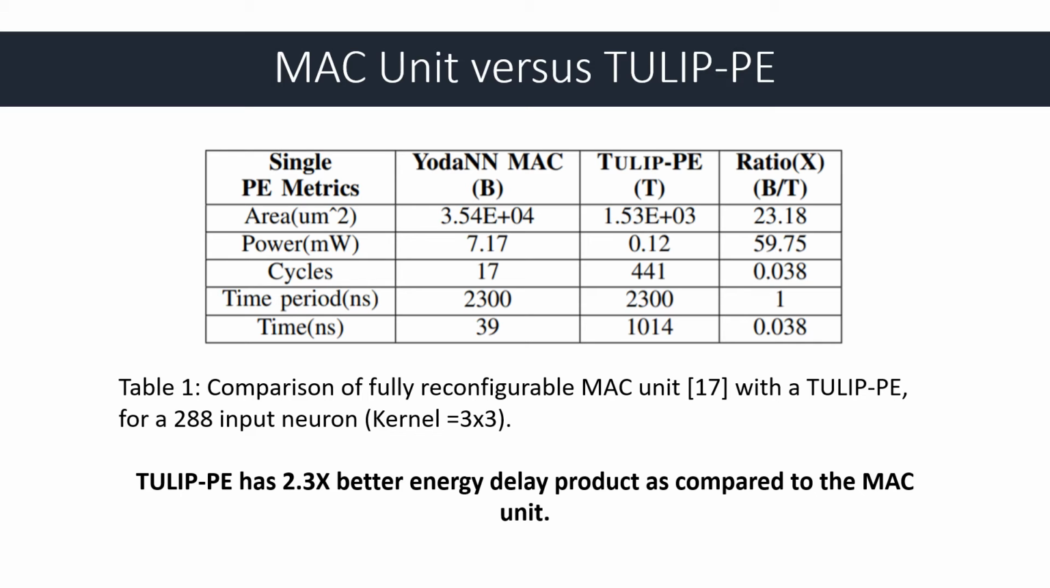It was seen that the TULIP-PE consumes about 60 times lower power as compared to the MAC unit. However, it is also 25 times slower than a MAC unit. Still, on the whole, the TULIP-PE has about 2.3x better energy delay product, while being 23 times smaller than the MAC unit. Although the processing elements show promising results, it is necessary to evaluate the top-level architecture to gauge the final benefits of using the TULIP-PE.